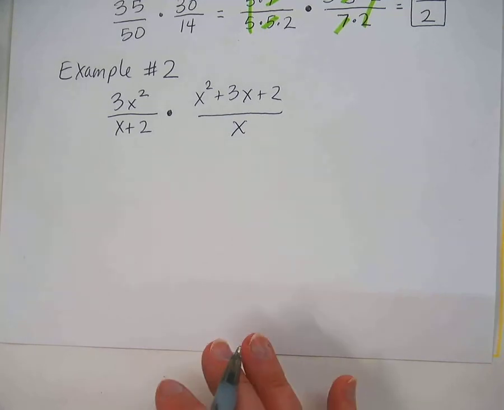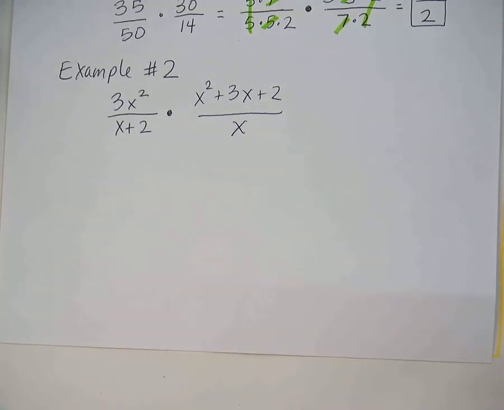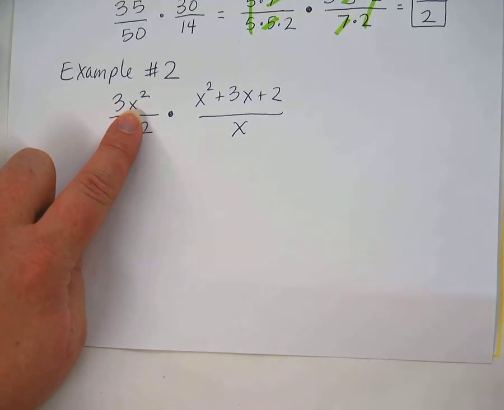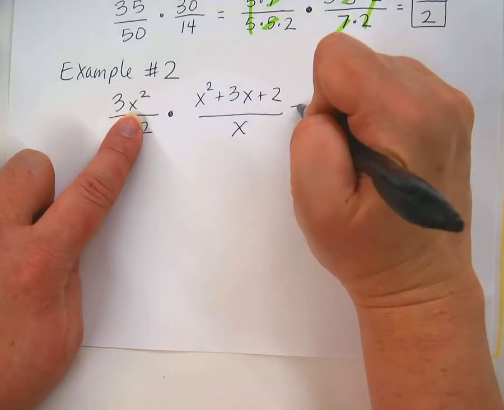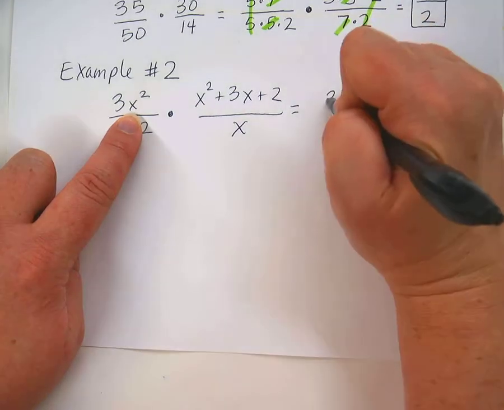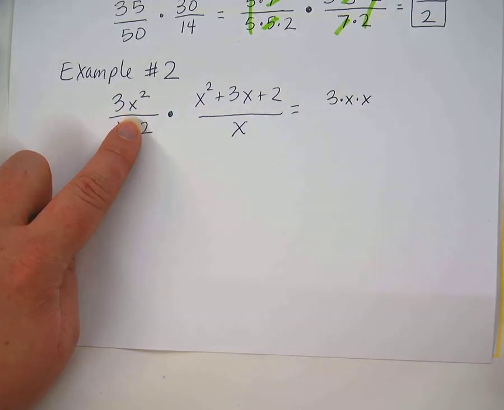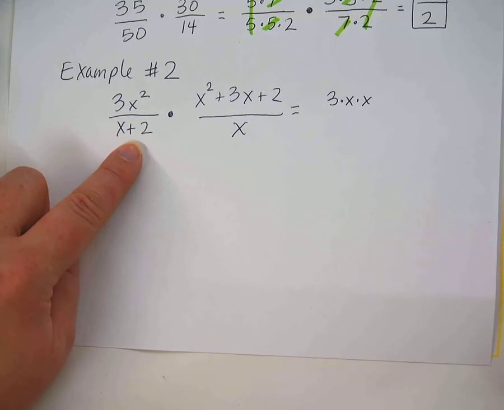Very first we factor. So what factors? Do I need to do anything with my 3x squared? Not really. If you really want to, you can break 3x squared into 3 times x times x. You don't have to, but you can. Okay? Then, can I factor x plus 2?